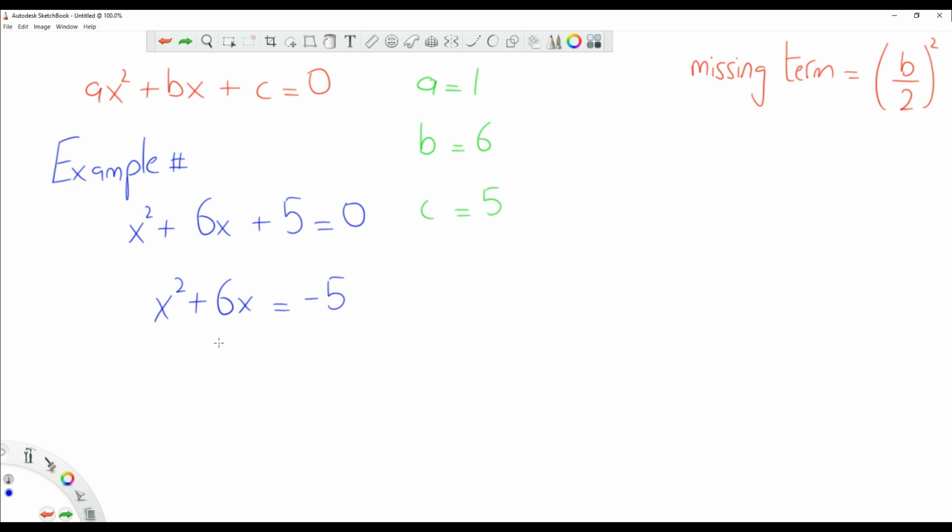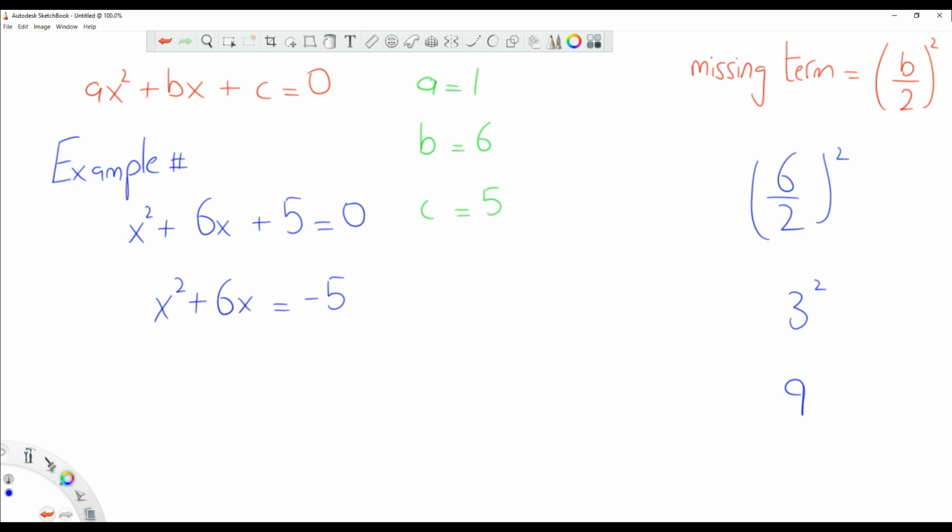How do we find the missing third term? In order to find it, we use this formula on the top right. It states that we take half of b. B over here is 6, as you can notice from here as well. You divide 6 by 2 and you get 3, and then you take the square of it. 3 squared is 9. So this means that the missing third term is 9.